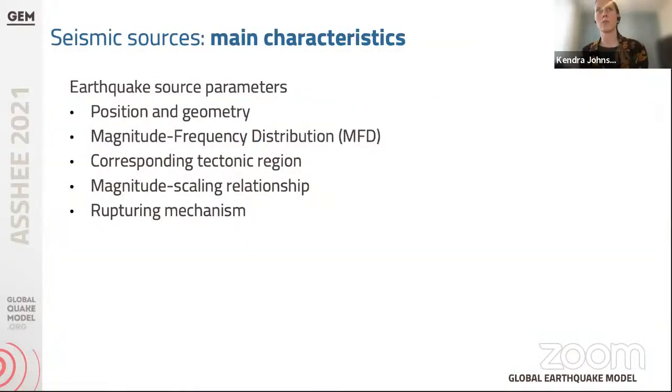So once we've identified where seismic sources are, we need to assign each some parameters that indicate the main characteristics of their rupture generation. And so I've listed these here as the main earthquake source parameters: position and geometry, the magnitude frequency distribution, a corresponding tectonic region, magnitude scaling relationship, and rupturing mechanism. And we'll go through each of these in the following slides.